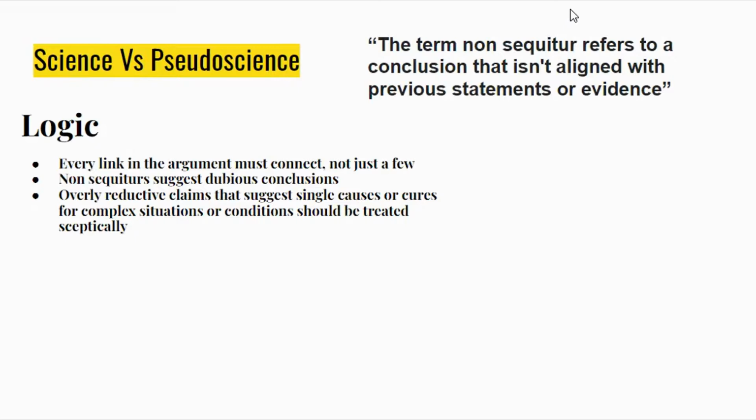The term non sequitur means the conclusion isn't aligned with the previous statements or the evidence. Something doesn't follow logically. So always look out for those links, those breaks in the links of logic.